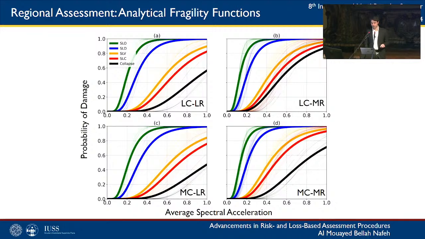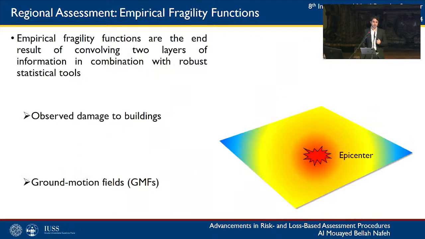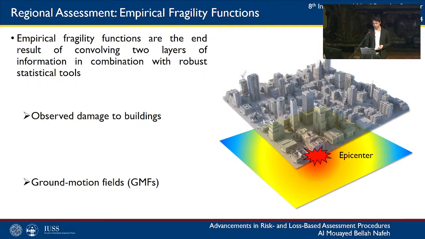The first product was a set of analytical fragility functions expressing the probability of exceeding the entire range of seismic response from serviceability to collapse and derived for the entire set of building classes, considering average spectral acceleration as the principal IM. Now, the second effort of this section was to derive empirical fragility functions for verification and validation purposes.